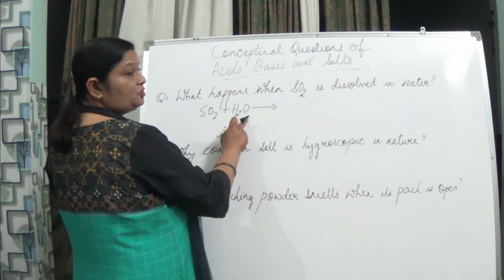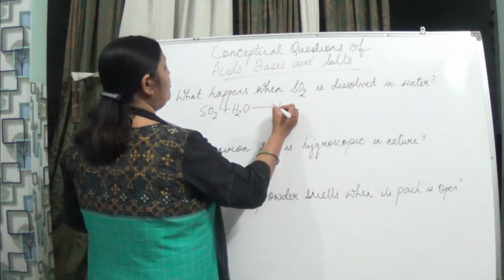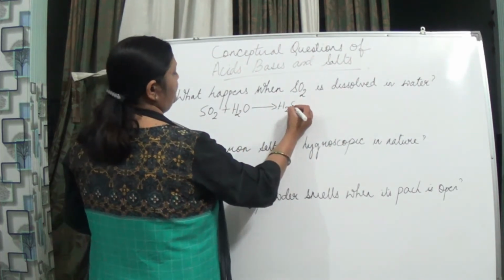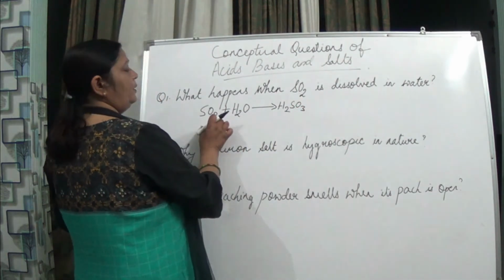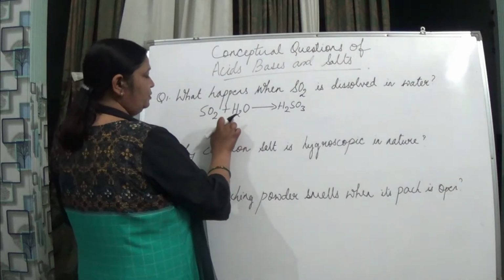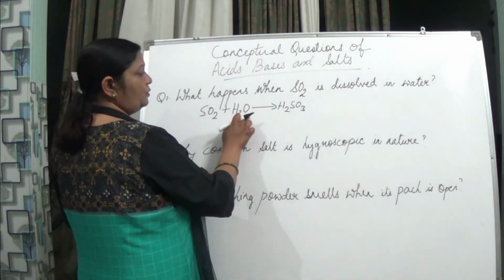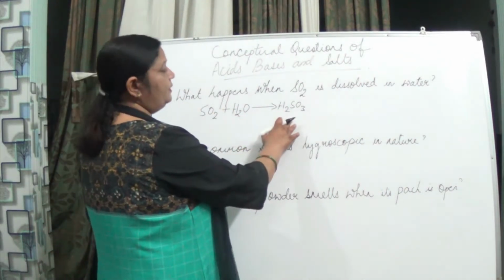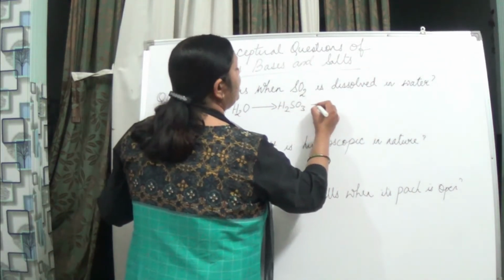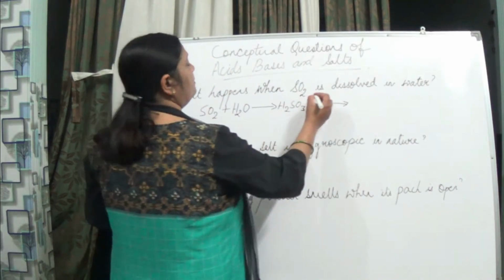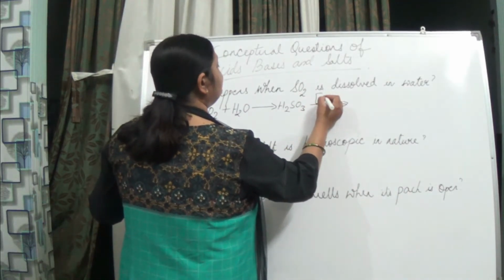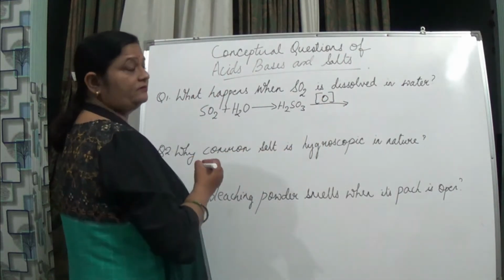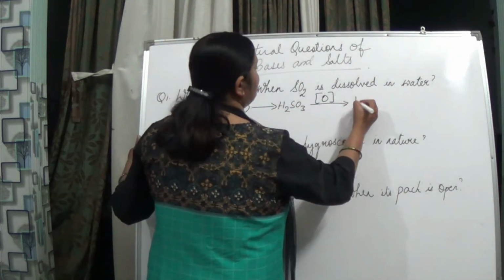SO2 plus H2O. So here it will form H2SO3. SO2 plus H2O gives H2SO3, this is sulfurous acid. And in the next step it adds up with one atom of oxygen, nascent oxygen, to form H2SO4.